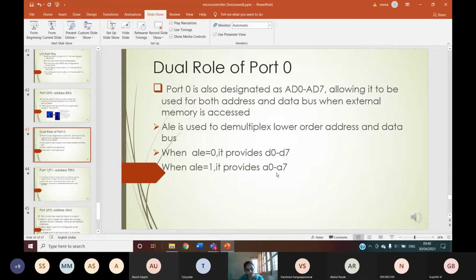Port 0 is also used to send the data whenever you are accessing the external memory. To read the data, or whenever you are writing, the data is sent on these data lines, the data bus. Okay, so that is port 0. The only difference is that port 0 has an open drain, because of which, whenever you connect port 0 as an input output port, external pull-up resistors must be connected.